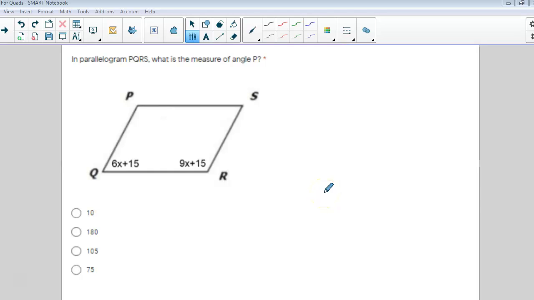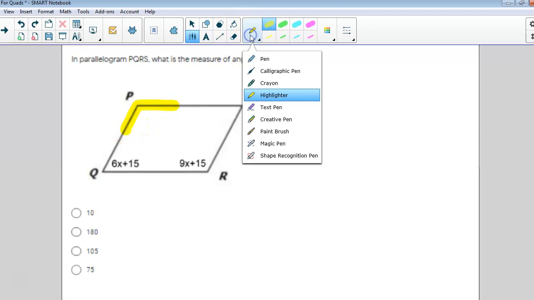For question number 1, it reads, in parallelogram PQRS, what is the measure of angle P? So we're looking for this angle right up here, angle P. Now it doesn't give us any information, so we have to use our properties of parallelograms to help us out.